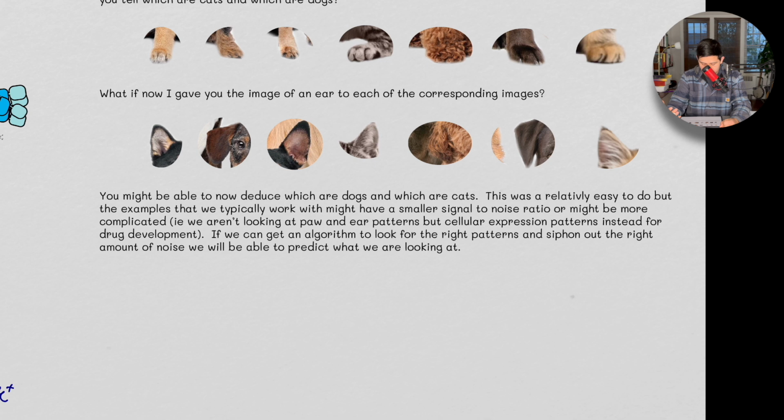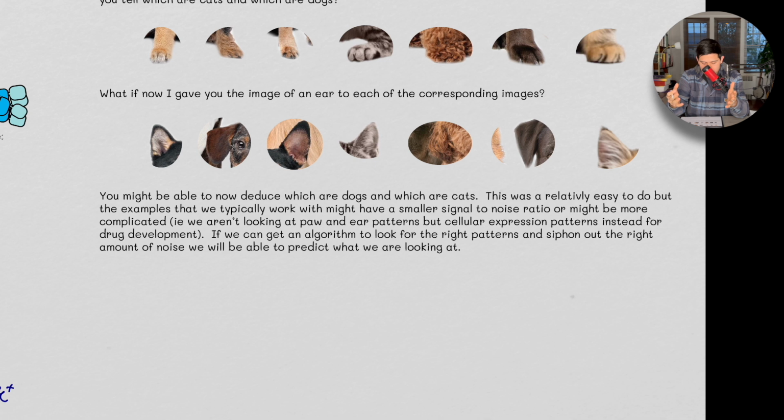Okay, and also the data is going to be more complicated. So instead of looking at paws, instead of looking at these very visual patterns, we're looking at paw and ear patterns. Well, in the context of drug discovery, we're going to be looking at cellular expression patterns, for example, from a confocal microscope, and that's a lot more complicated, a lot more data, right? Or clinical trials. The clinical trials might give us some data as well, right?